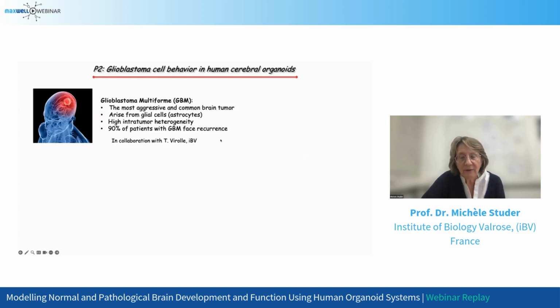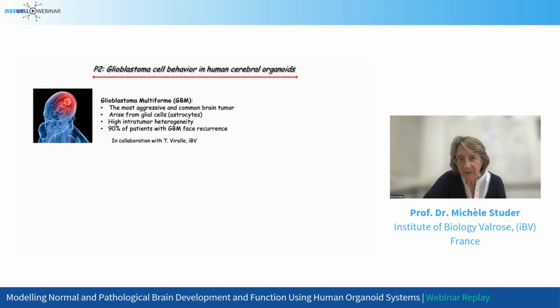The second project I would like to introduce is about glioblastoma cell behavior in human cerebral organoids. Glioblastoma multiforme, GBM, is the most aggressive and common brain tumor, arises from glial cells, mainly astrocytes, has a high intratumor heterogeneity, and what is quite bad is that 90% of patients with glioblastoma face recurrence. At the moment we don't have a real cure.